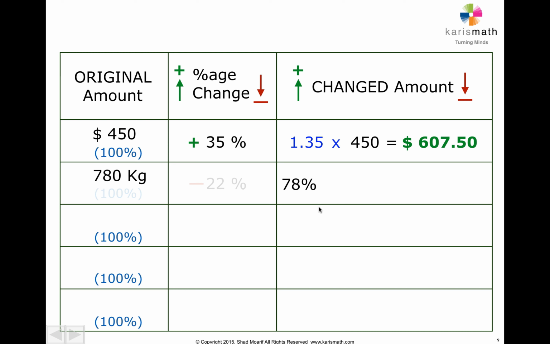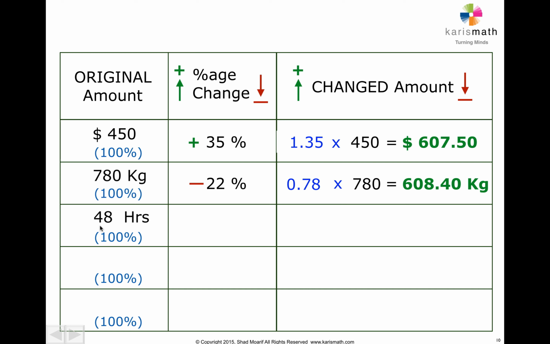So what do we do now? 78% of 780. How much is this? 0.78, very good. And this is times, use your calculator and find the answer. You should get 608.40 kilograms. Good job.